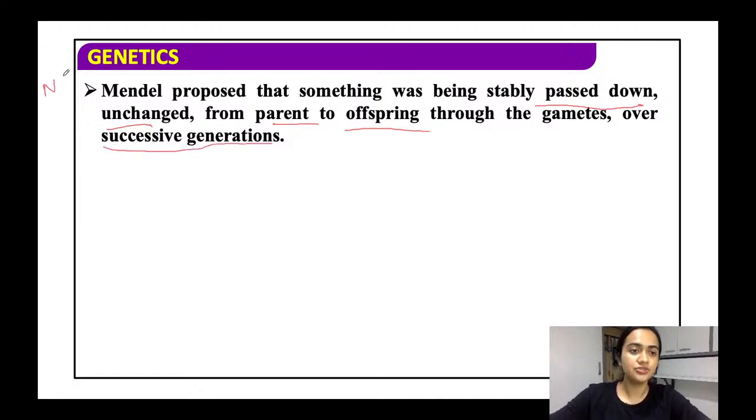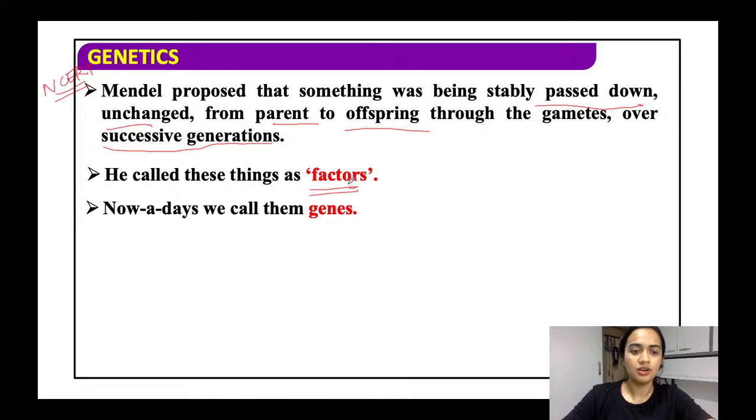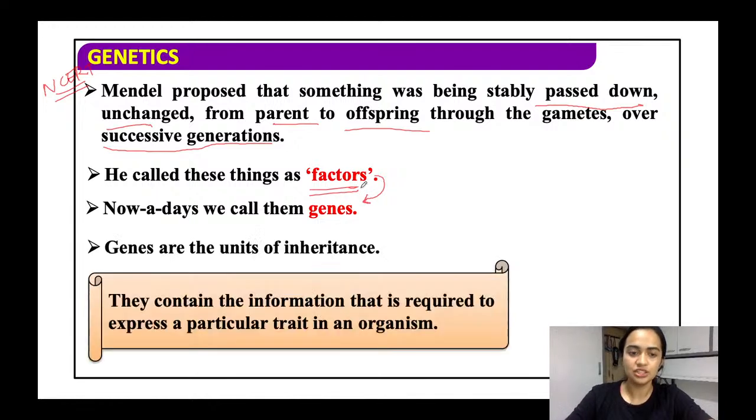This definition is very important, taken as it is from the NCERT, and also some questions in NEET are based directly on this definition itself. So इसे आप याद कर लीजिए अच्छे से. तो ये जो पास होता है फ्रॉम वन जनरेशन टू अनदर एंड इट इज अनचेंज्ड, these are called as factors. All right. And earlier it was called as factors, but later they were given a term known as gene. So genes are the units of inheritance. All right.